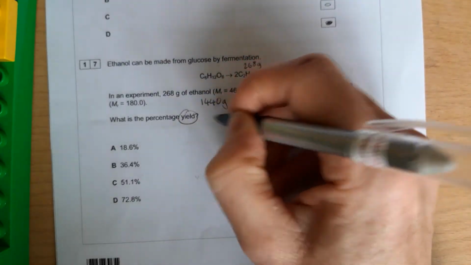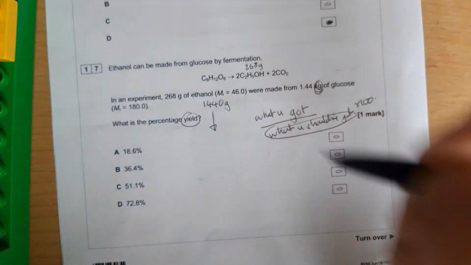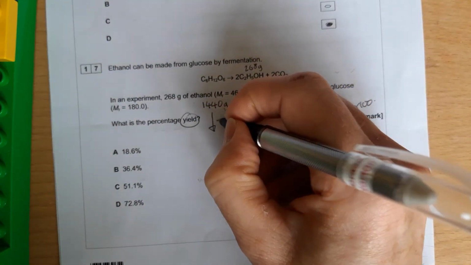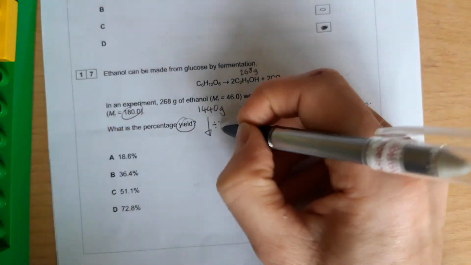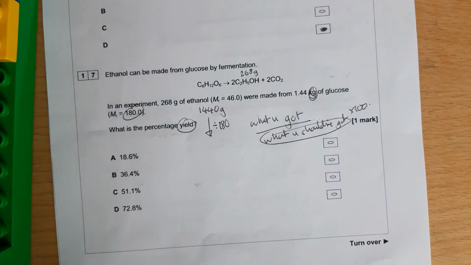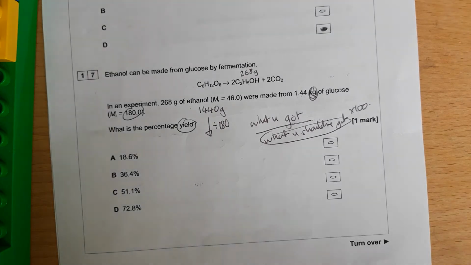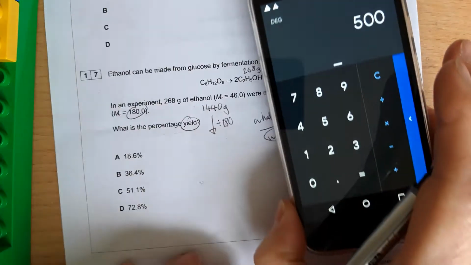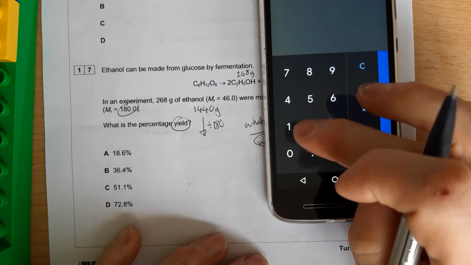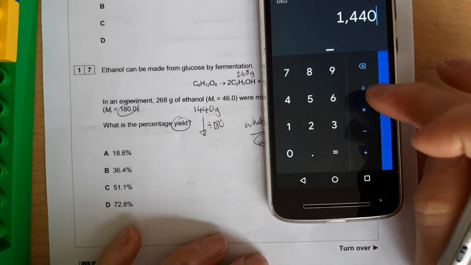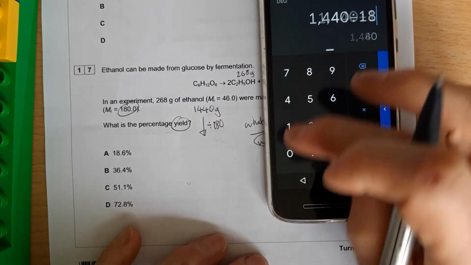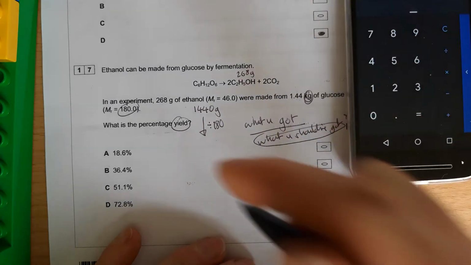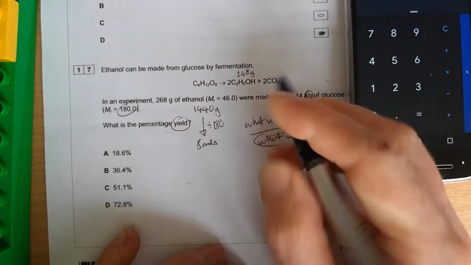So 1,440 grams of this should have made, so what we're going to do is turn this into moles, divided by 180. That'll tell you how many moles of glucose you've got. Oh, stupid calculator. Daughter's phone again. Let's remember her password. Okay, so 1,440, clear that. 1,440 divided by 180 equals 8. So we're starting off with 8 moles of glucose.